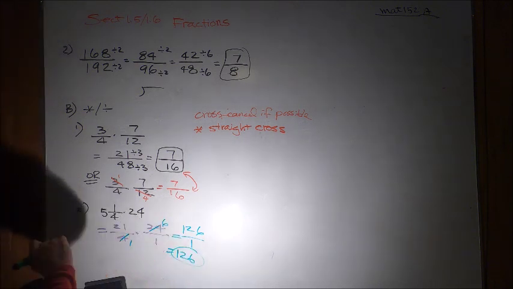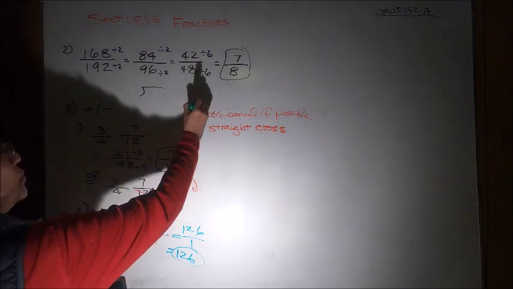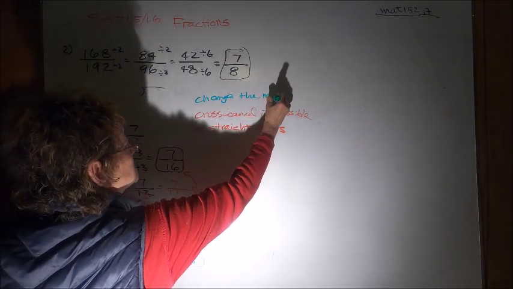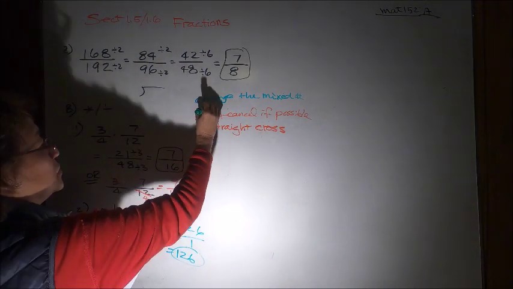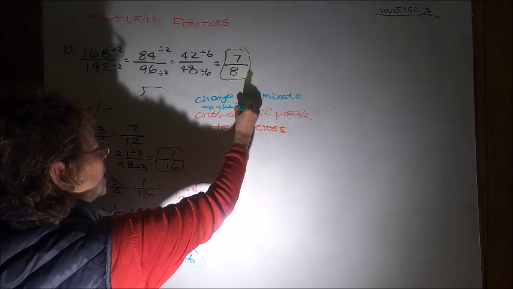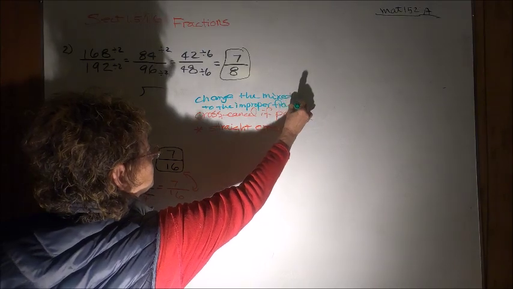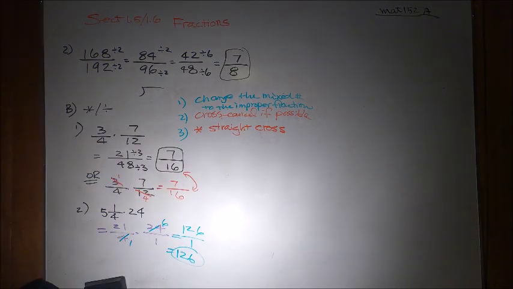So before we cross cancel and multiply straight across, what do we need to do? We will change the mixed number to an improper fraction, right? So we will do that accordingly. That's how we do multiplication, right?